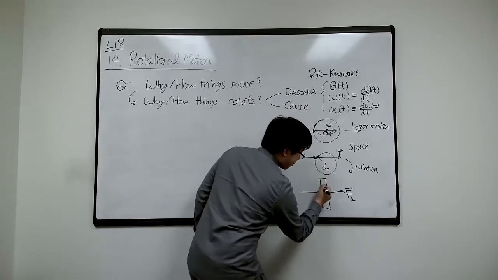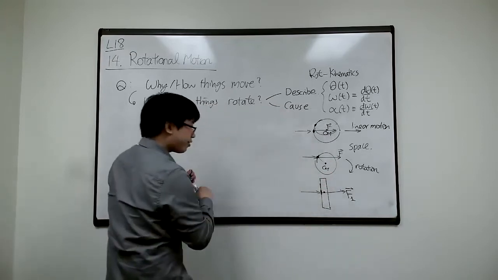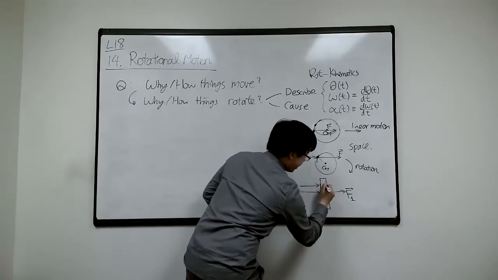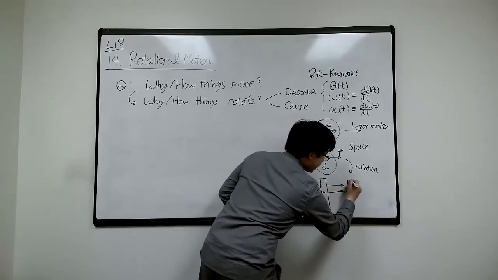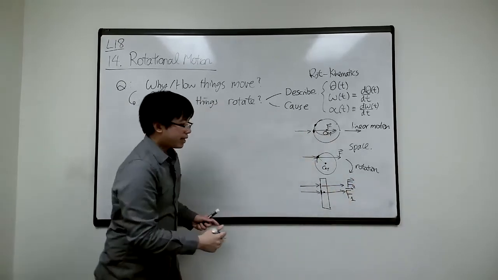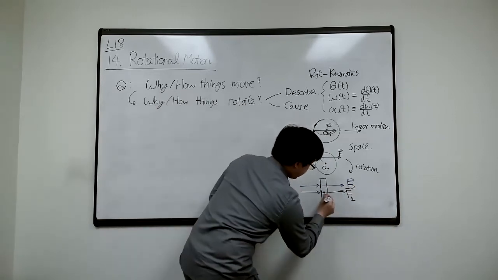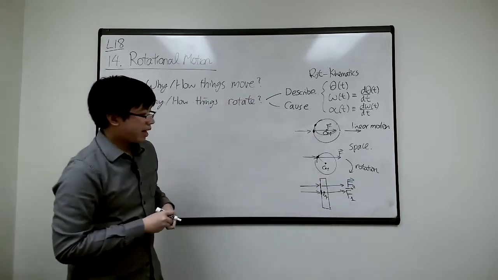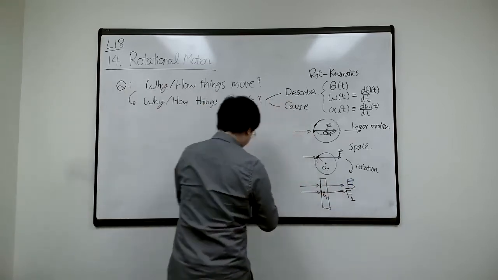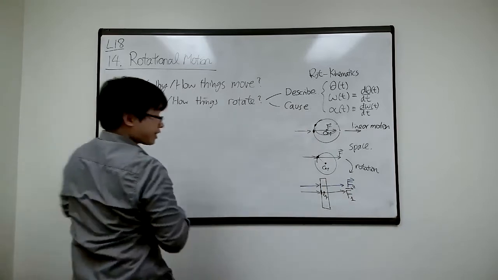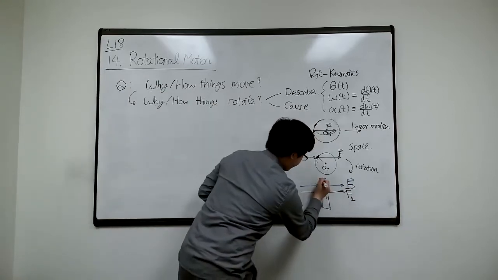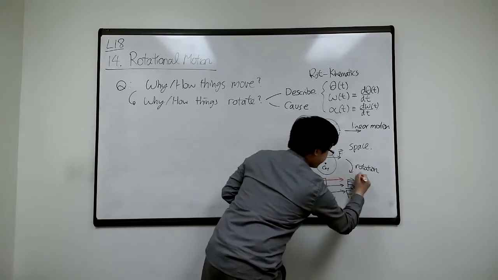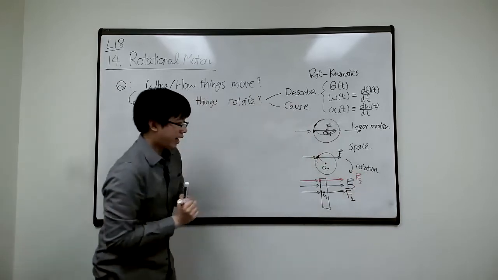But if I apply it here, let me use a different color. If I apply it here with F2, like this, we understand that if the center of mass is here, it will probably rotate this way. And if I apply it slightly even further off center, this particle will experience a force F3 like this.